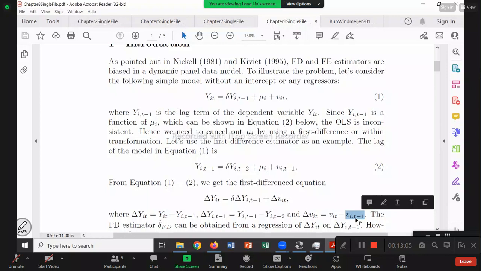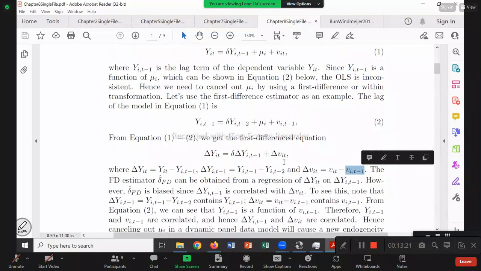So that's why you cannot run the first difference and calculate the first difference estimator. The first difference estimator of delta is biased, right? That's the problem. And similarly, I only showed you the first difference transformation. If you want, you can verify the within transformation. This is not required, but within transformation is the same thing. After the transformation, your regressor and your error term will contain the same time period as well, so the two will also be correlated, right?